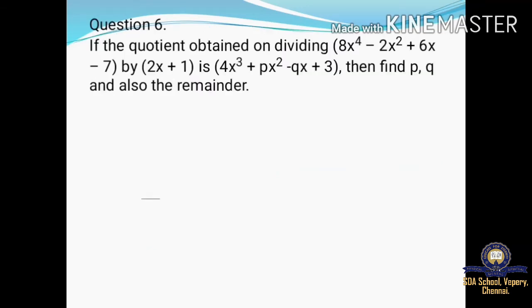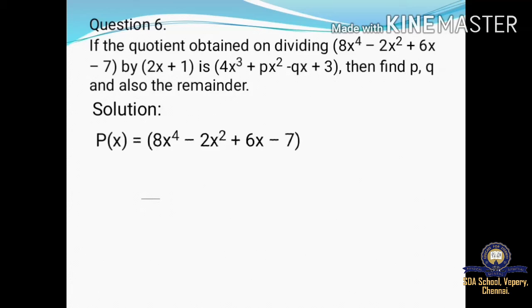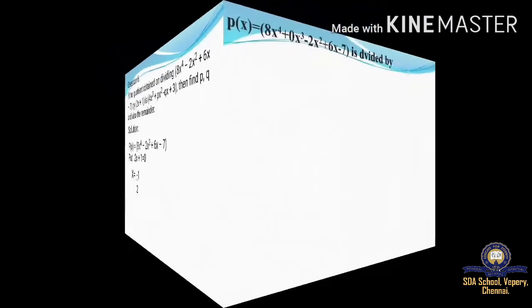If the quotient obtained on dividing 8x power 4 minus 2x square plus 6x minus 7 by 2x plus 1 is 4x cube plus px square minus 6qx plus 3, then find p, q and also the remainder. Okay, so how do I proceed is, first of all let us write the given polynomial as p of x. Got it? Next, let us put 2x plus 1 as 0. What will I get the value of x as? Minus 1 by 2, right? Okay, now I have to divide this polynomial with minus 1 by 2 synthetically, that is using synthetic division.